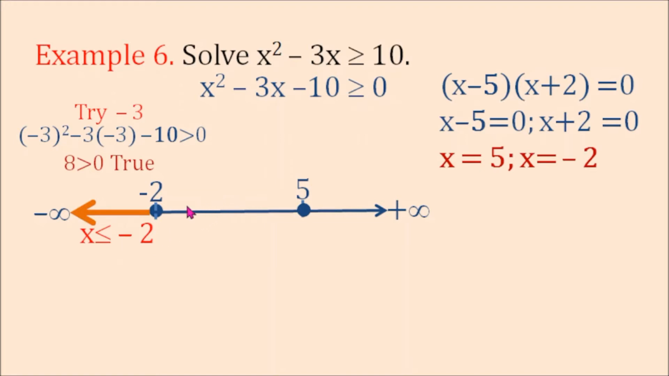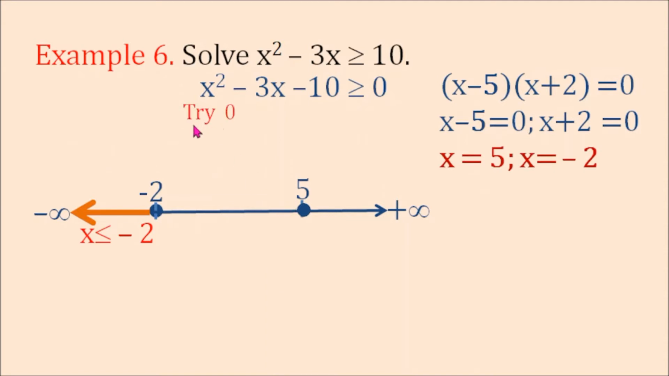Now let's try the second interval from greater than negative 2 to less than 5. We are going to choose any number between negative 2 and 5. So for example, we are going to try 0. So we are going to substitute all our x's here with 0. So that means 0 squared minus 3 times 0 minus 10 is greater than 0. So simplifying this part here, that's negative 10. Negative 10 is greater than 0 is false. So this interval here is not a solution.